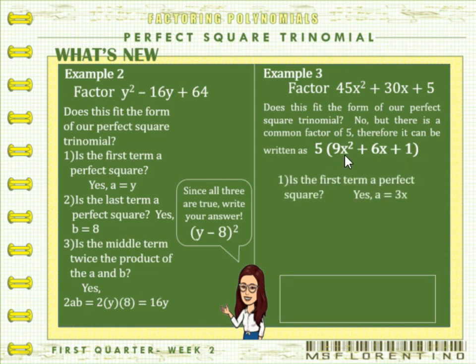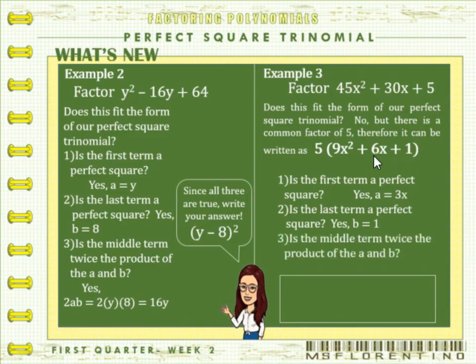Is the first term a perfect square? Is the last term a perfect square? Is the middle term twice the product of a and b? Yes, so for all of these, the answer is yes. A is equal to 3x, since the square root of 9x squared is 3x. The square root of 1 is also 1, which is the same as b.